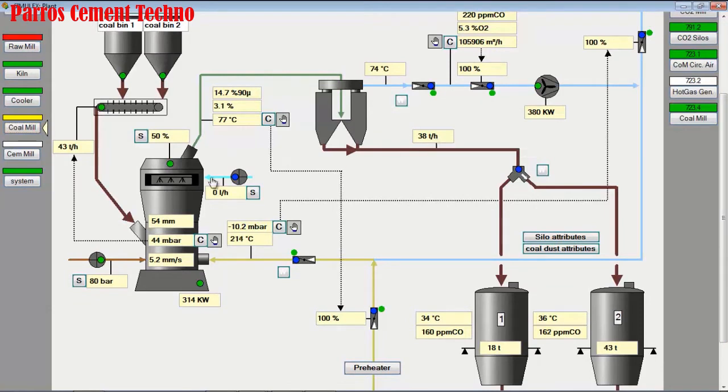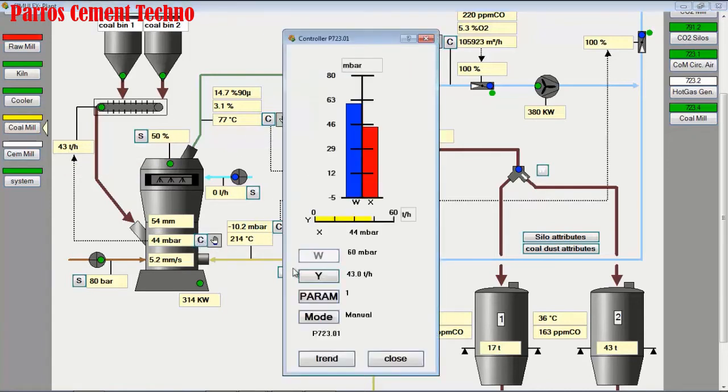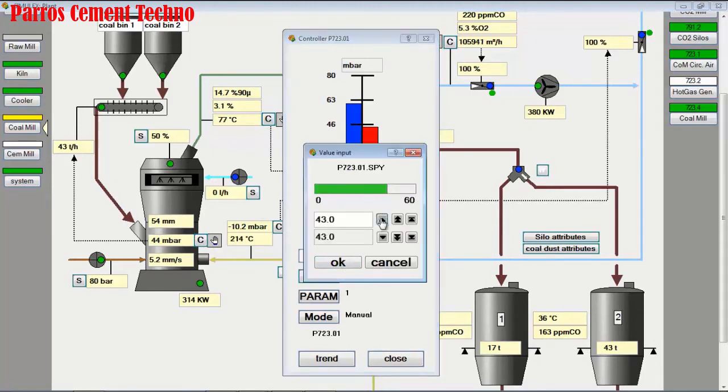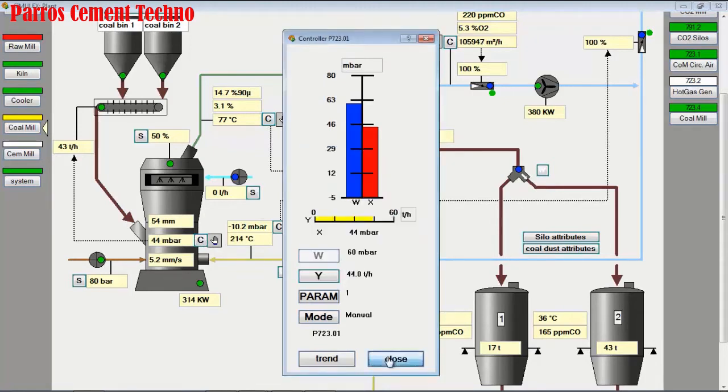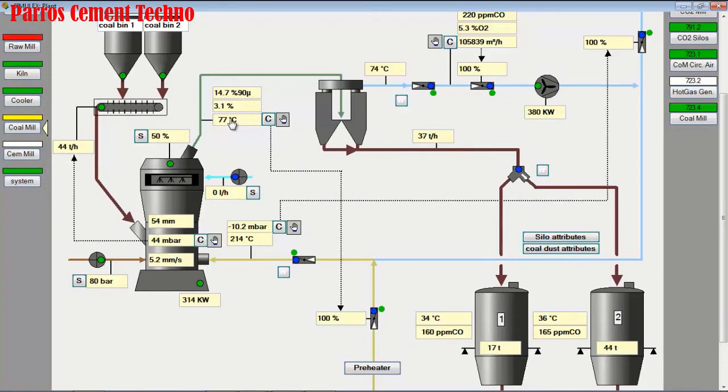Here the pulverized coal product is 38 tons per hour with mill feed 43 tons per hour. Because the mill outlet temperature is still 77 degrees Celsius, we increase the mill feed by 1 ton to 44 tons per hour, because the stock of pulverized coal in the bin is still low.